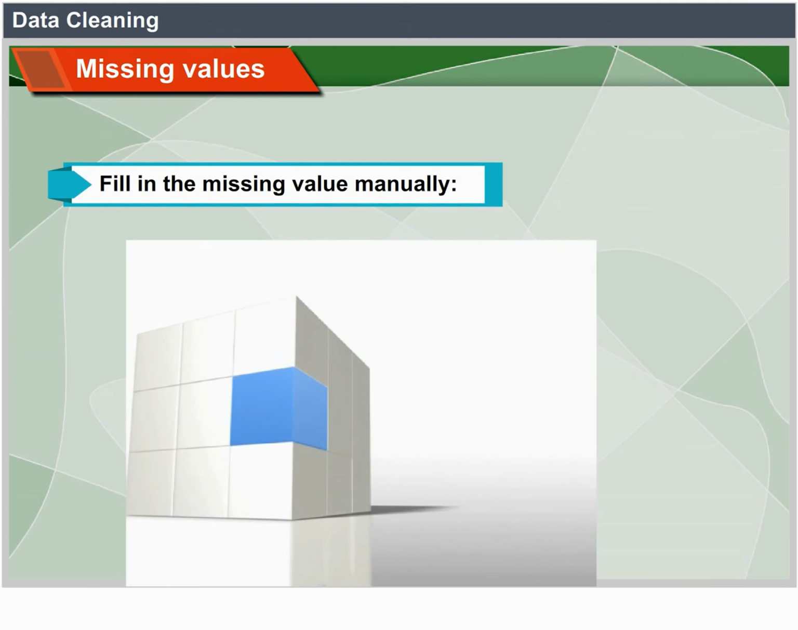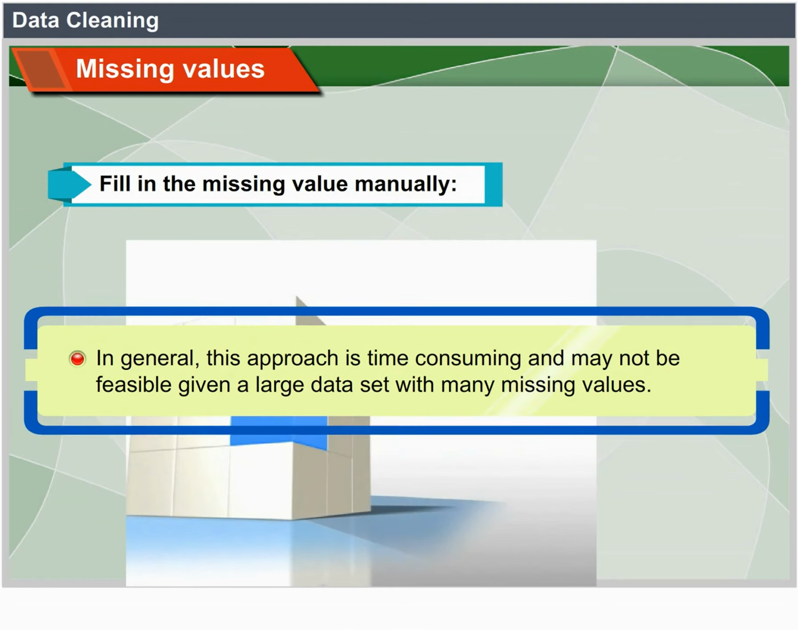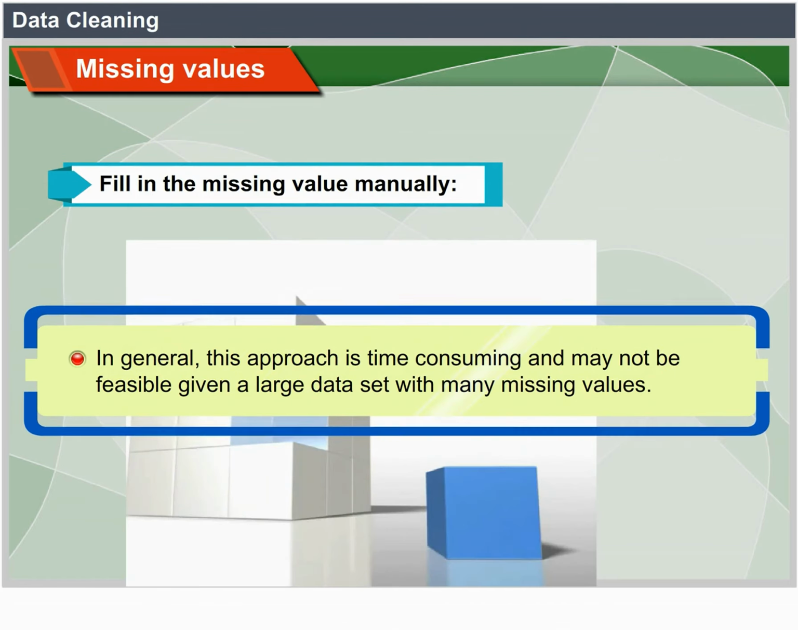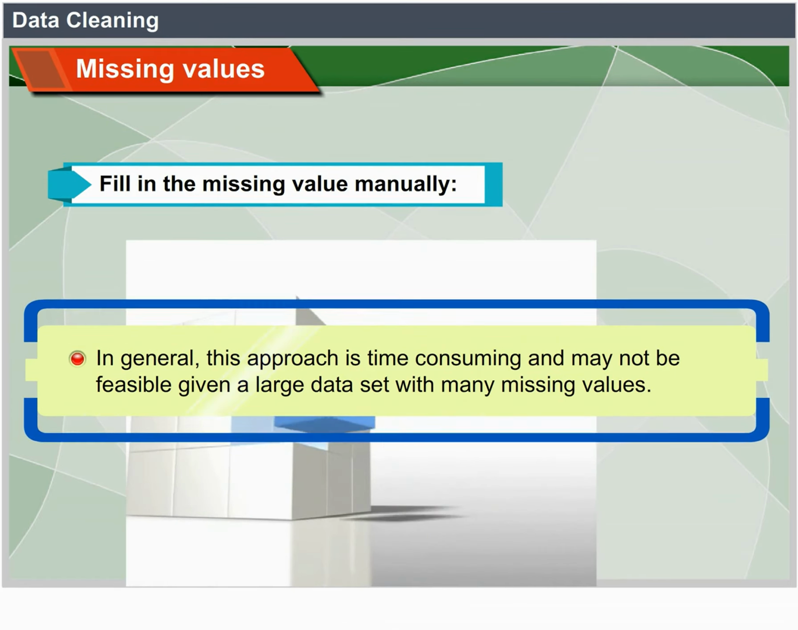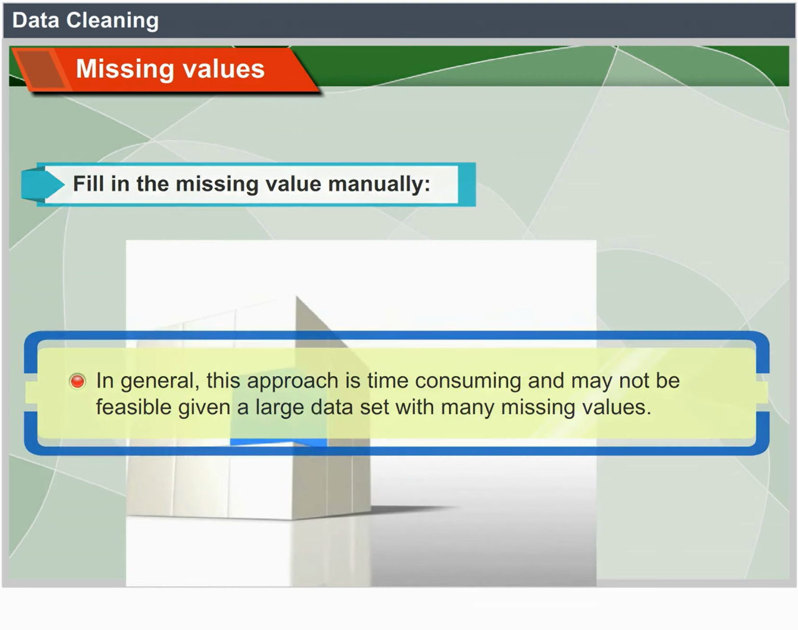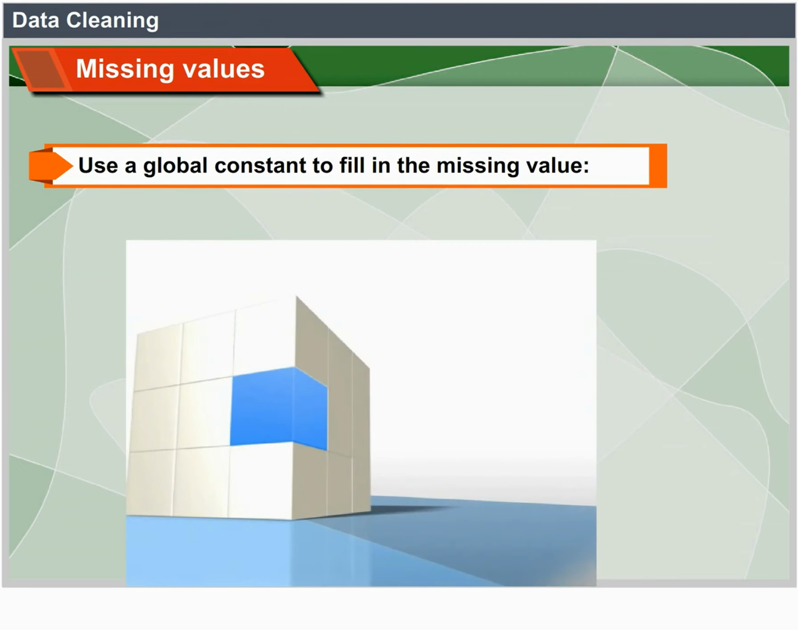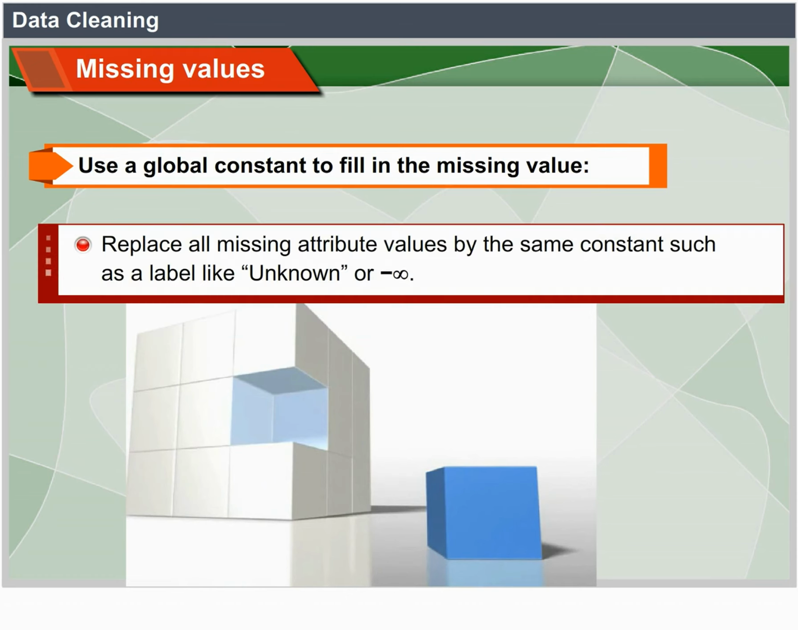Fill in the missing value manually. In general, this approach is time-consuming and may not be feasible given a large data set with many missing values. Use a global constant to fill in the missing value. Replace all missing attribute values by the same constant, such as a label like unknown or minus infinity.